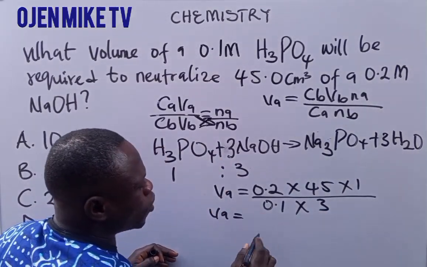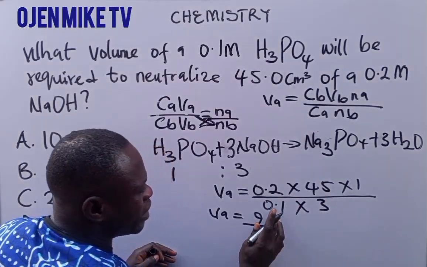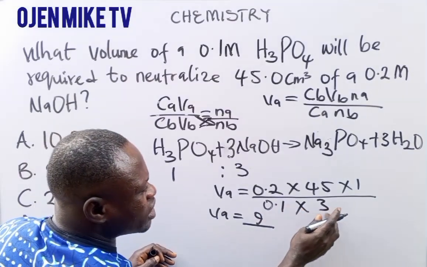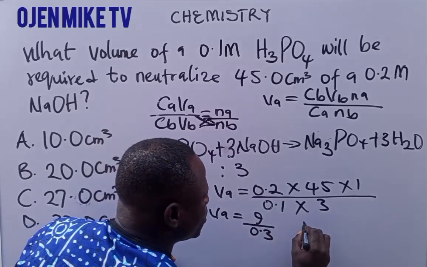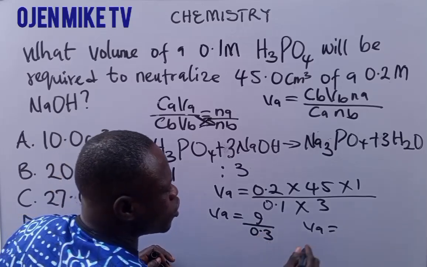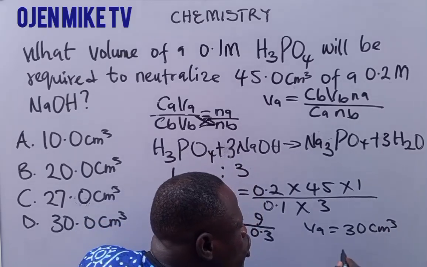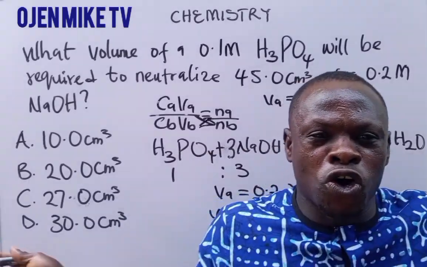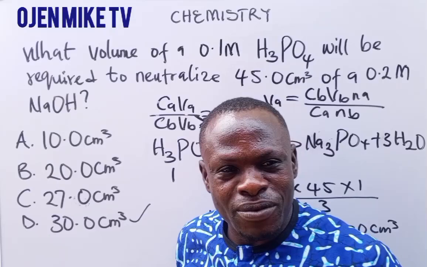VA would now be equal to 0.2 multiplied by 45, which gives us 9, divided by 0.1 times 3, which gives us 0.3. At the end, VA is equal to 9 divided by 0.3, which gives us 30 cm³, because volume is in cm³. So our answer is 30 cm³. Don't waste time.